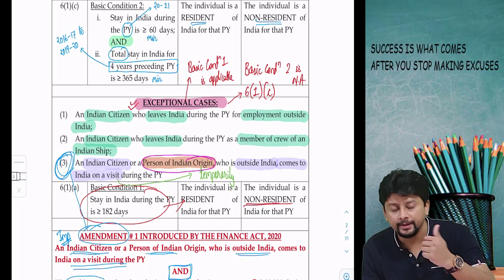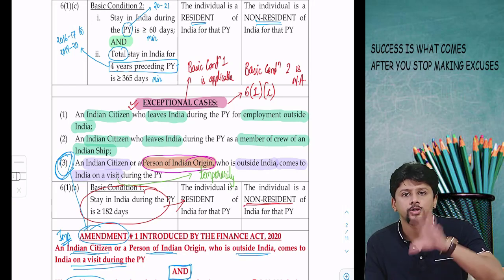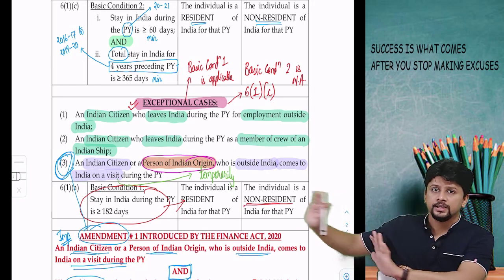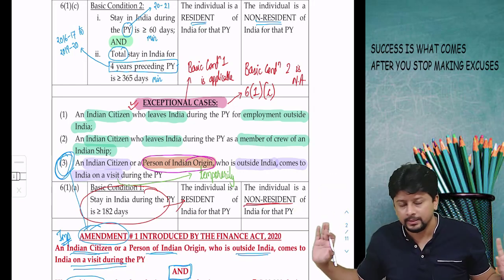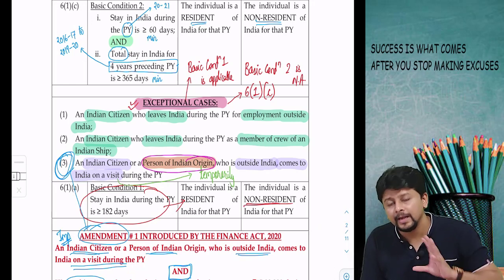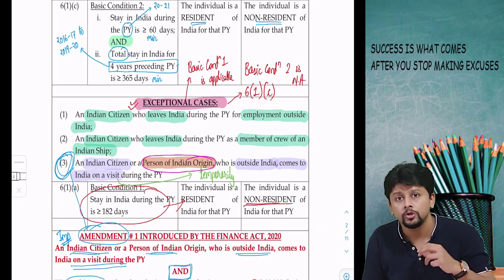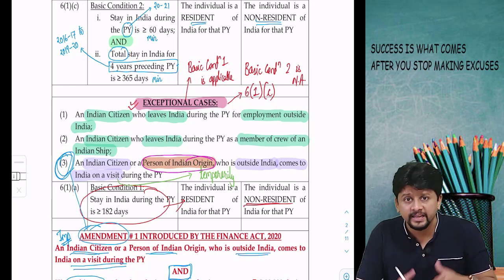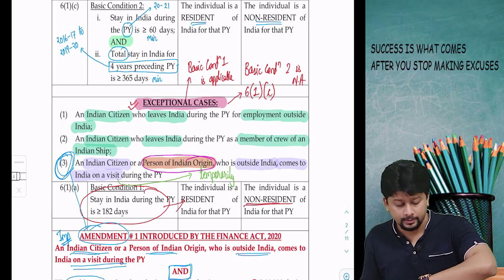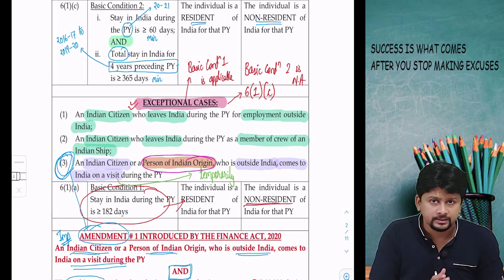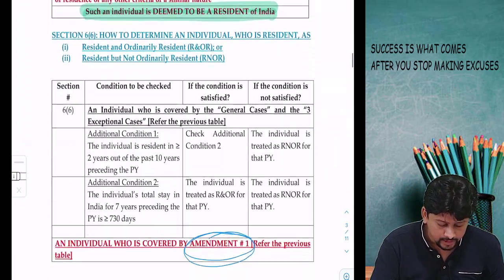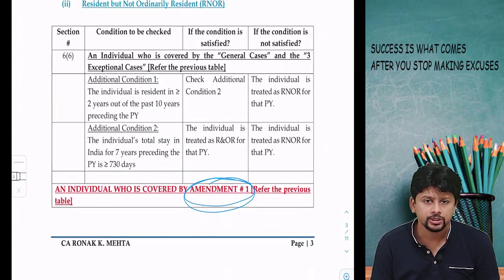Now, moving ahead, what if you are in the general case or in the exceptional case, but you are not in the amendment? You are in the general case or the exceptional case, and you become a resident. The next step is to decide ordinarily resident or not ordinarily resident. What do we do for that? We check additional conditions.